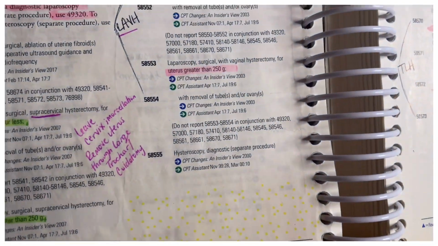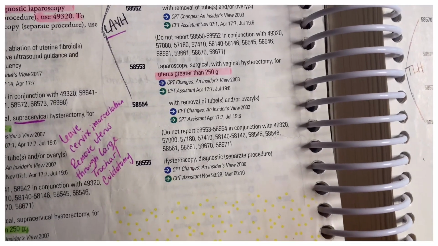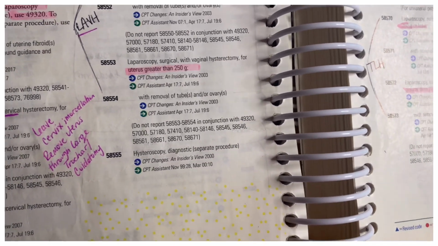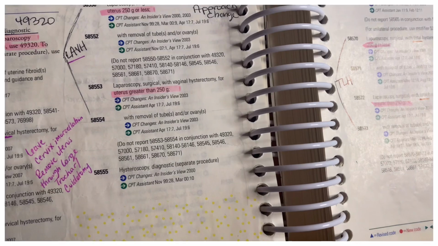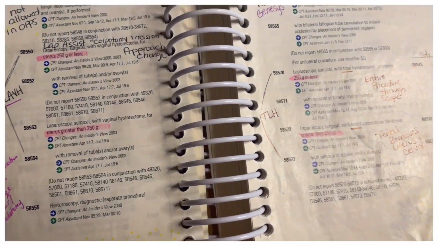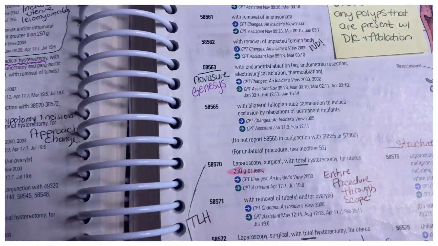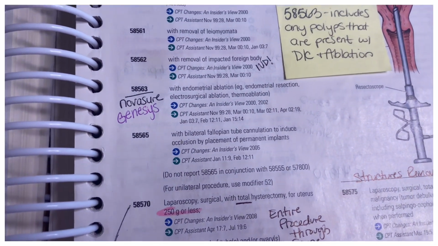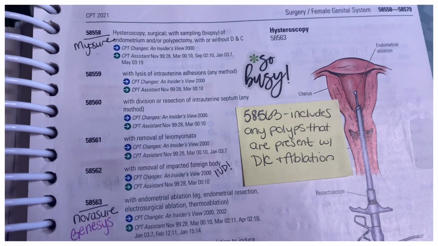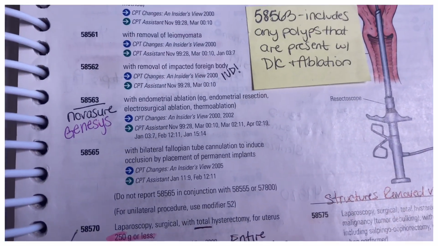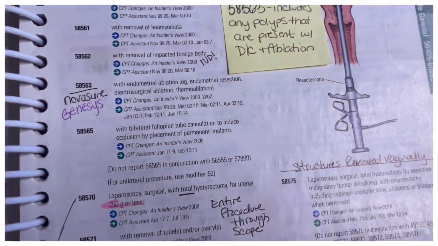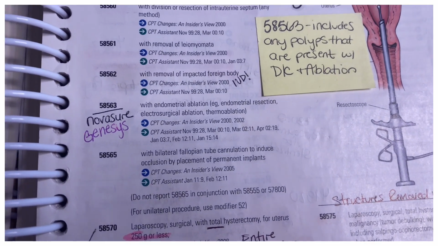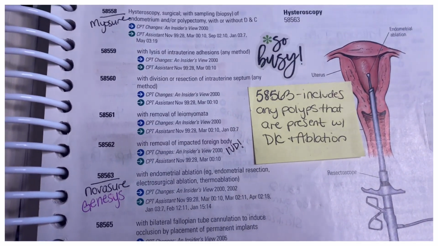And an example for that, again, would be if they were doing a diagnostic hysteroscopy, and then let's say after they've seen inside the patient's uterus, they decide that they want to do a D&C and ablation, so an endometrial ablation, and that is going to be the 58563, and that would read hysteroscopy surgical with endometrial ablation. You would not bill 58555 and 58563 because the diagnostic endoscopy would be included.